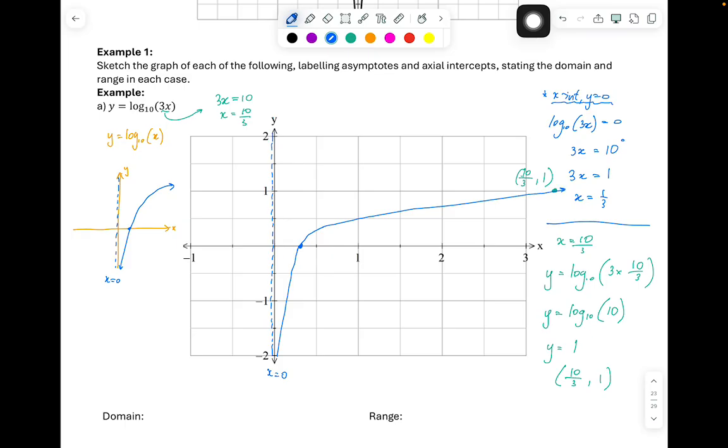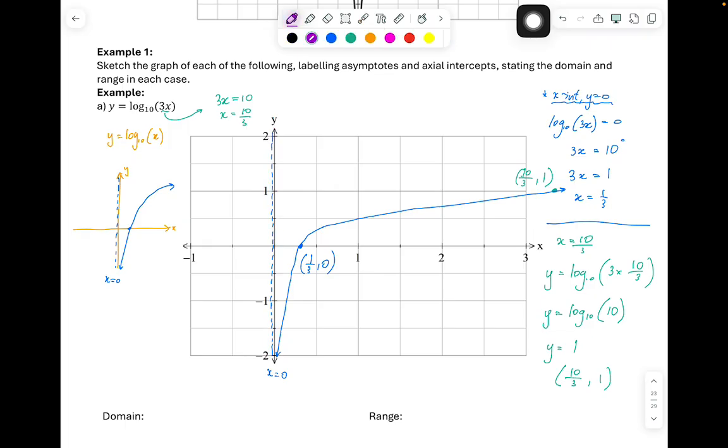And it continues to grow. Make sure that your graph is approaching the asymptote. So we've got one point in, another point in, we've got the asymptote and the graph.